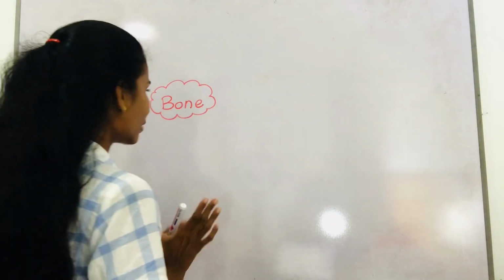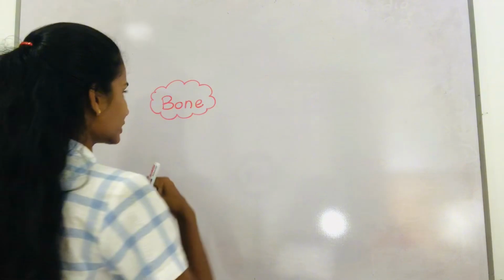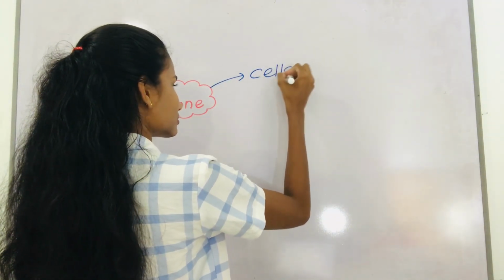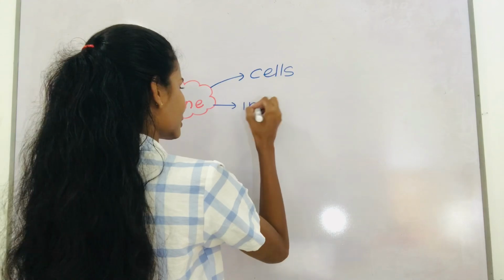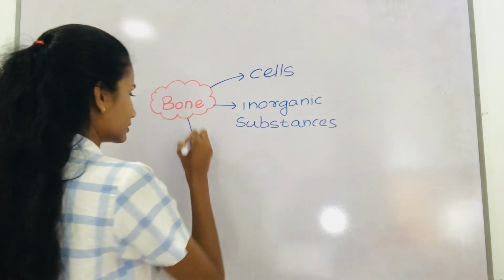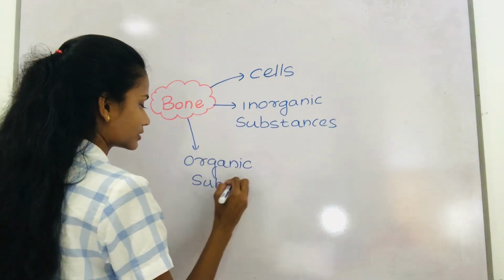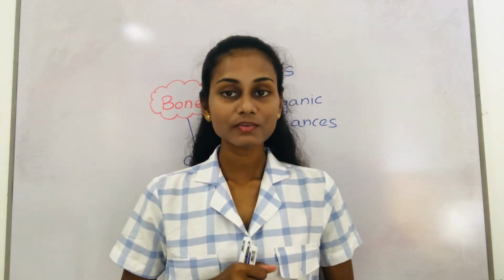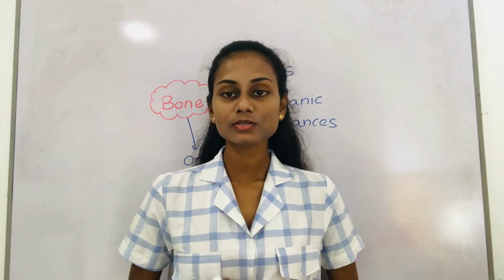Bone is formed with three main components. What are they? They are cells, inorganic substances, and organic substances. Now we will see what the examples of these things are.